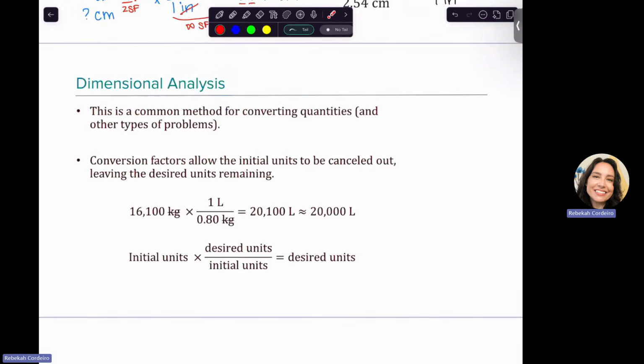So dimensional analysis is what I just did. We have our initial units. Units we want is on top. Units we don't want on the bottom. They cancel out. Units that we get at the end. We're going to be doing a lot of practice with this.